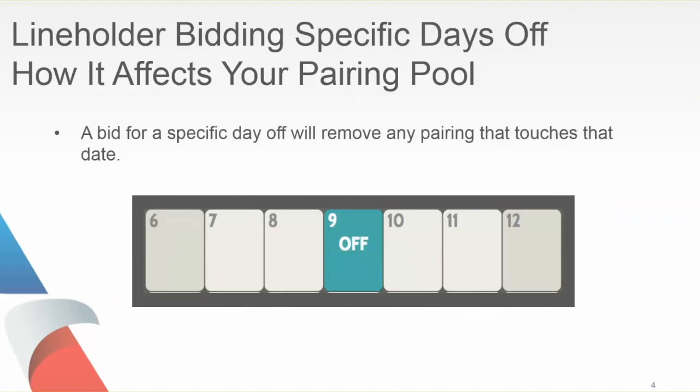Let's say you bid to have the 9th off. This will remove all pairings that touch the 9th. Assuming the flight attendant is bidding 3-day pairings, PBS will remove any pairings that originate on the 9th, any pairings that terminate on the 9th, as well as pairings that pass over the 9th.